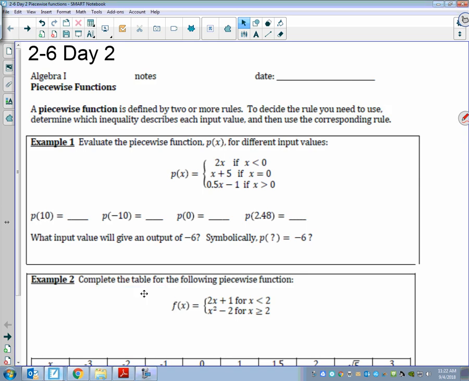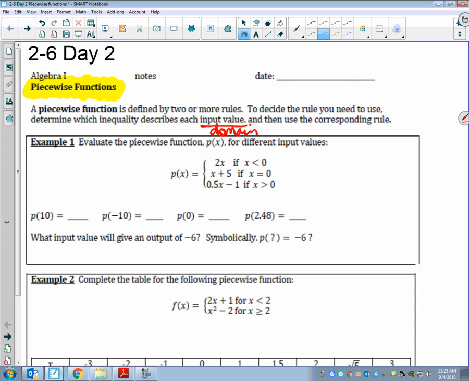Okay, so the last part of section 2.6 is one more special type of function, and it's called a piecewise function. And really, we've kind of seen this a little bit already, but a piecewise function is basically just a function that has more than one piece. It says a piecewise function is defined by two or more rules. To decide the rule you need to use, determine which inequality describes the input value or the domain, and use the corresponding rule.